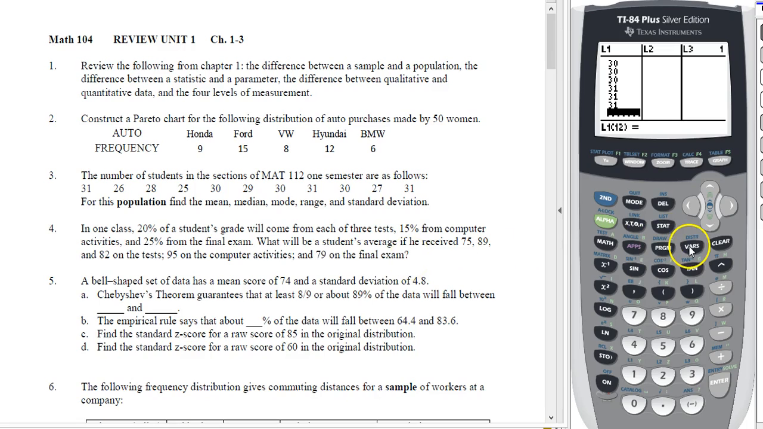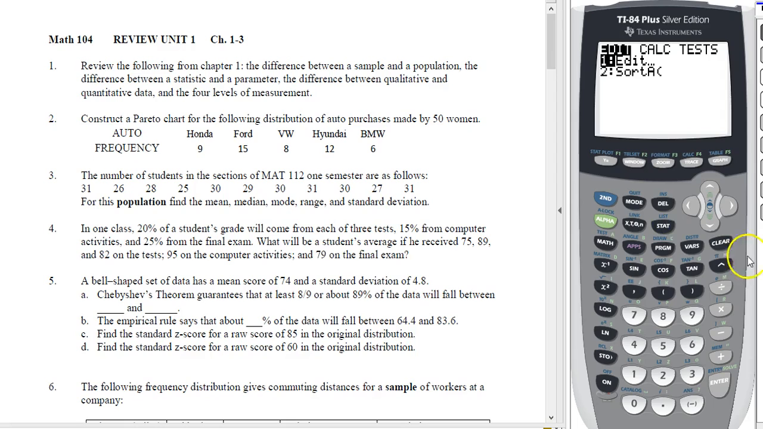So here's where we want to use 2 lists. So back to Stat and Enter. I need to clear out list 1, arrow up, clear, and Enter, and make sure list 2 is also clear. List 1 is where we want to put the data values, which are the grades, 75, 89, and 82 on the tests, and then 95 on the computer activities, and 79 on the final exam.